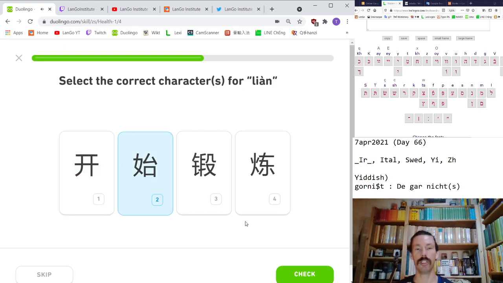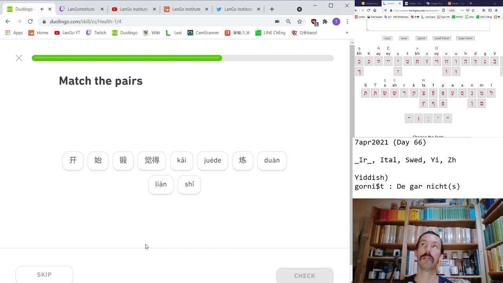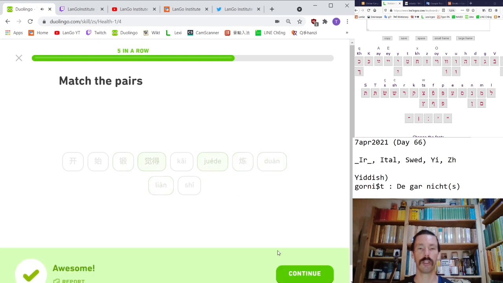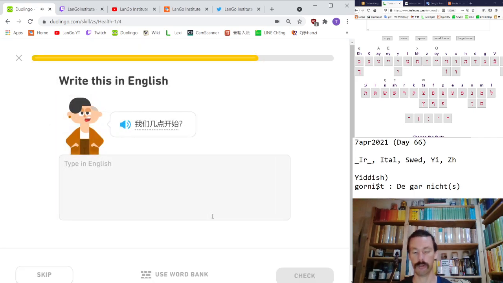开始锻炼。 That would mean start to work out. Could be a phrase. 觉得 means to feel. 你去哪儿锻炼？ Where do you work out? Where are you going to work out? Where do you go? Where? 你去哪儿锻炼？ 我们几点开始？ What time do we start?